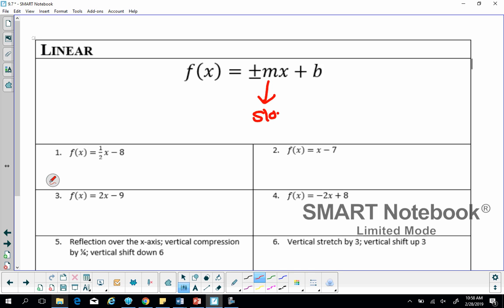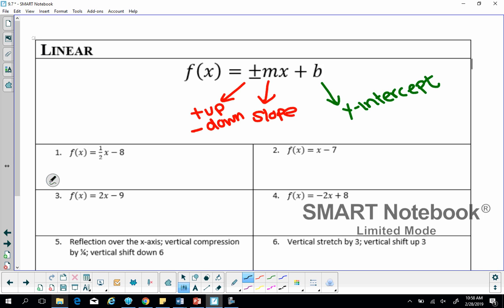Slope. And so if your slope is positive, is it going up or down? Up. So we know if the slope is positive, it's going up. What if it's negative? Down. You're just writing this down in your notes. What's your b? My y-intercept. So my b is my y-intercept. Your parent function here is just y equals x.